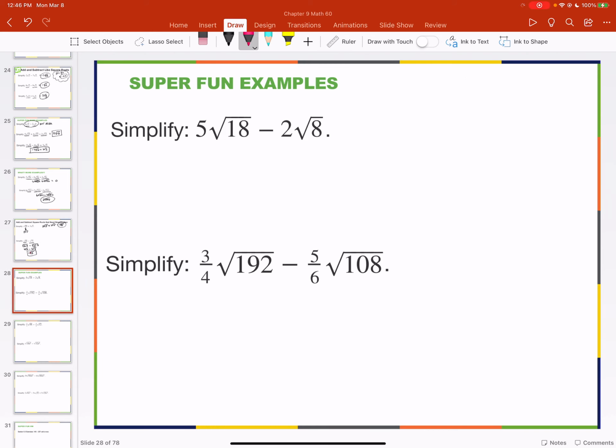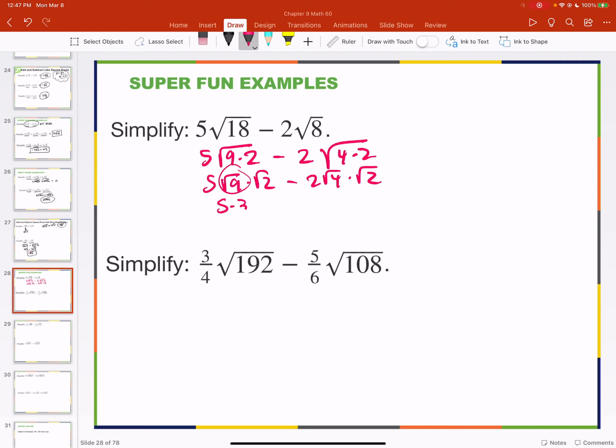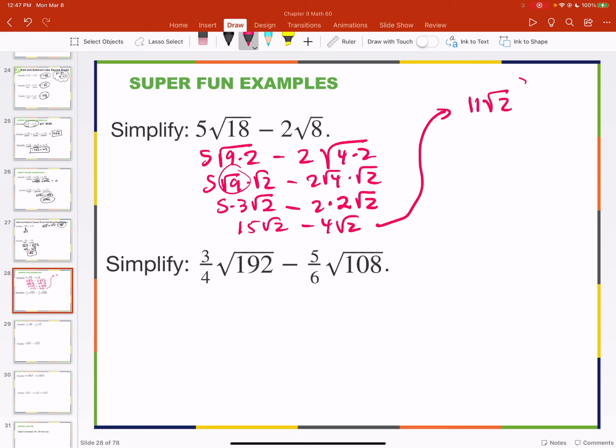When there's nothing in front, you assume it's a 1. Okay, let's continue. Let's do a few more. 5 square root of 18, that's 5 square root of 9 times 2 minus 2 square root of 8, which is 4 times 2, right? So this becomes 5 square root of 9 times square root of 2 minus 2 square root of 4 times square root of 2. So 5 times 3 root 2 minus 2 times 2 root 2. So this is 15 root 2 minus 4 root 2. And finally, your last answer is 11 root 2.